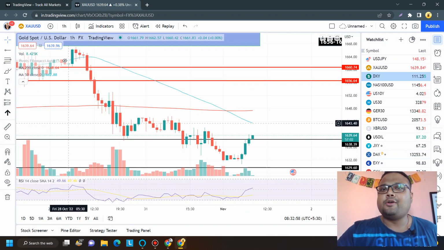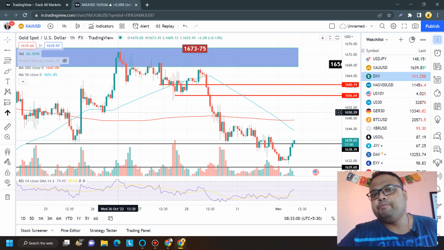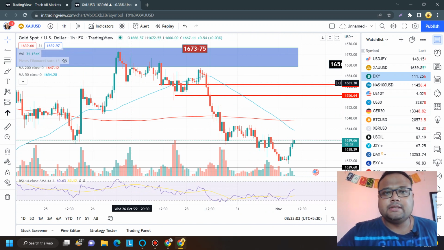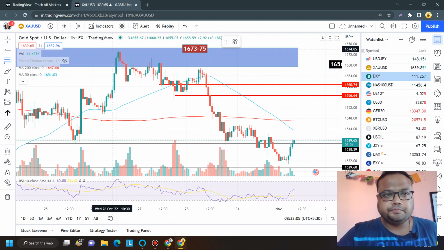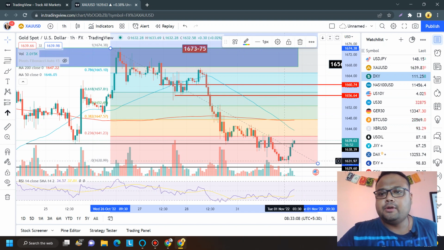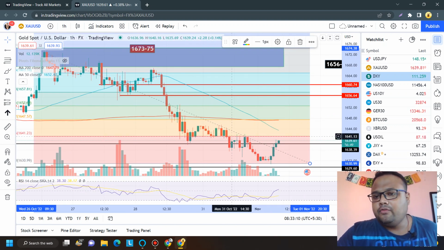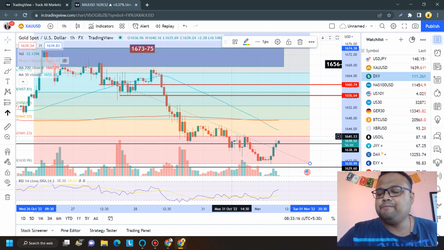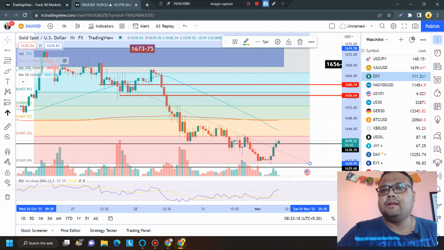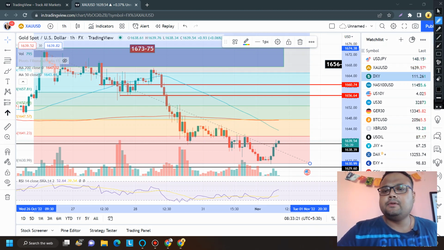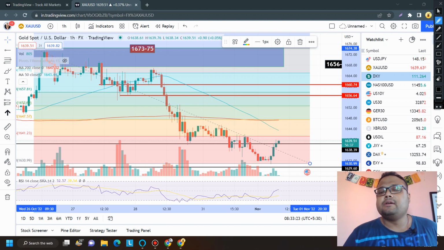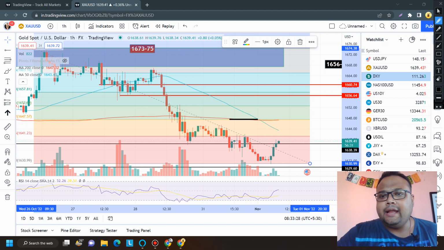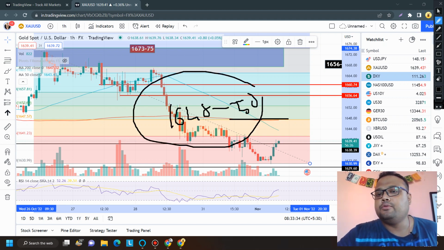To understand 1648 to 50, we need to go to the 1 hour time frame. This is the 1 hour chart of gold. We are using Fibonacci. As you can see, the market has already approached the Fibonacci 23.6% retracement level, but 23.6% is not a very reliable level. So I think 1648 to 1650 is a better trading position for us.